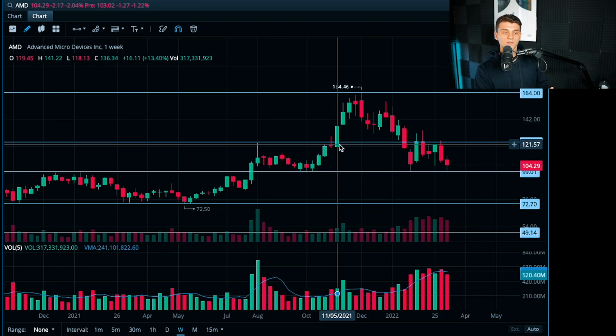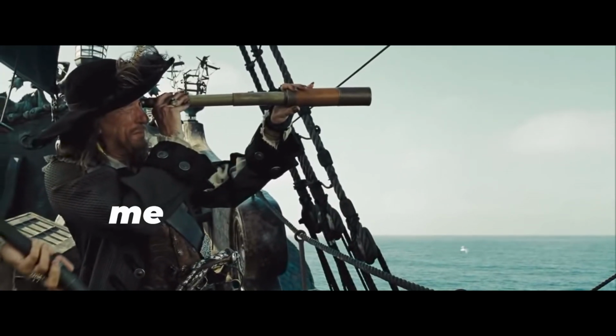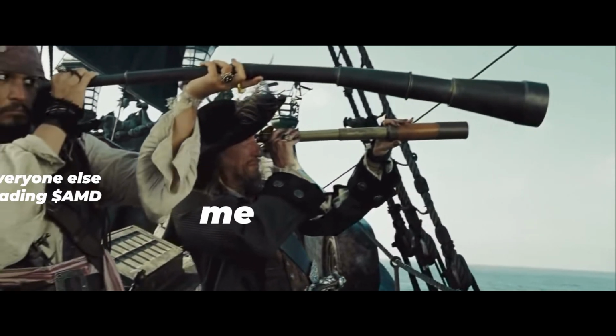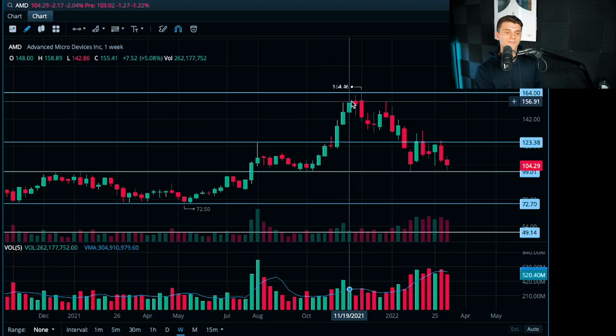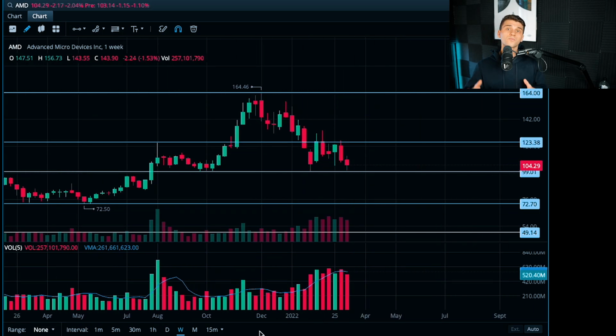So looking at this, we see what happens when we break a prior all-time high. The stock enters price discovery mode. This is where it has never been before, right? So AMD obviously found resistance at this 164 level more recently. And to look at the really recent price action, let's go ahead and look at the daily, as that's going to give us an even more zoomed in view.